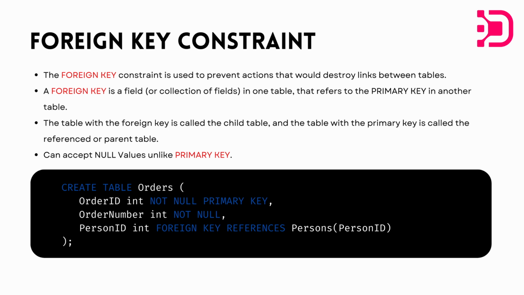And one of the tools which we use, which makes it easier for us to build these relationships, is the primary key and the foreign key constraint. We looked at the primary key in the previous video. Today we're going to be looking at the foreign key constraint. So the foreign key is a field in one table that usually refers to the primary key column in another table.